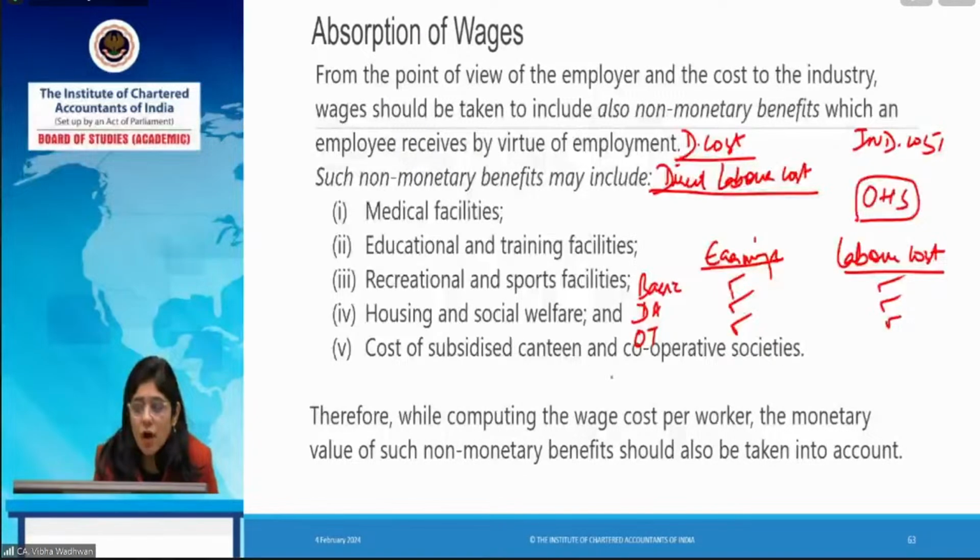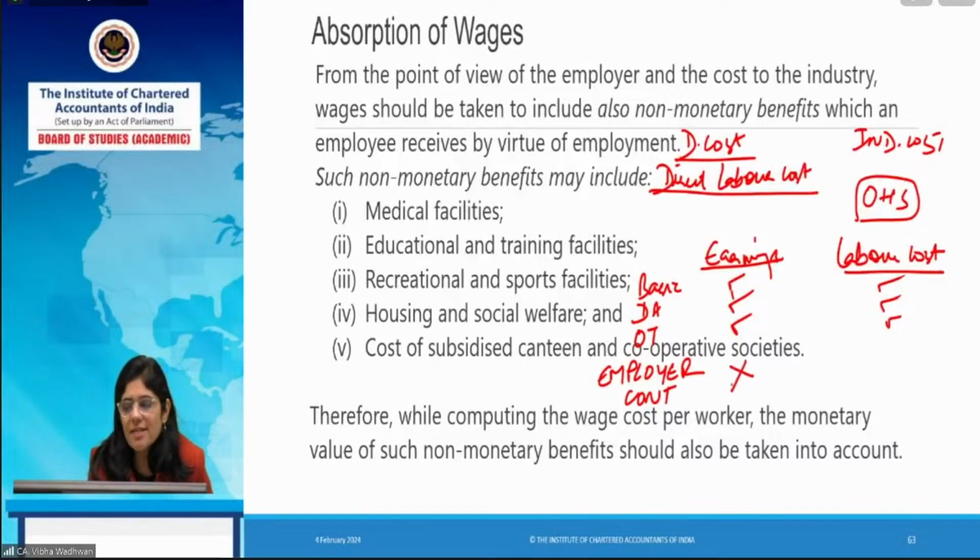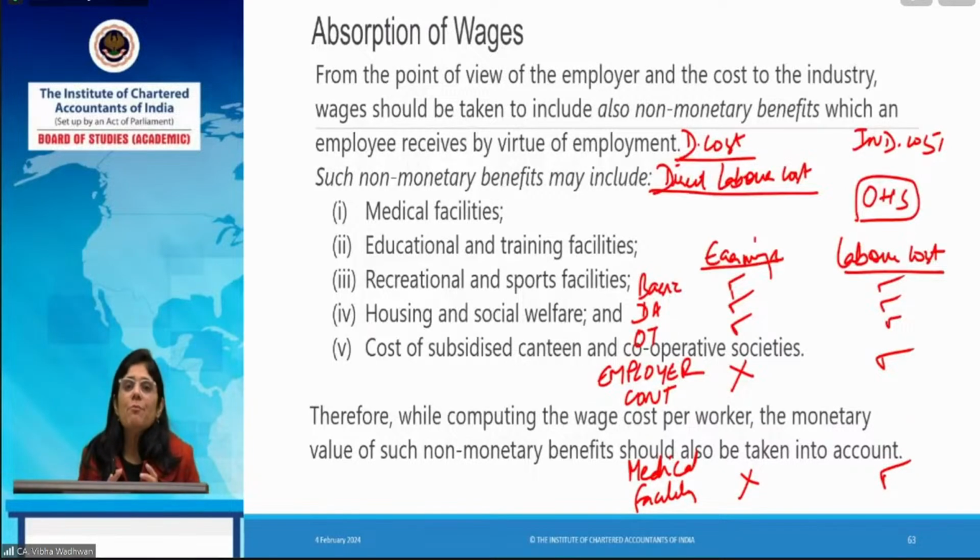Now I'm talking about employer contribution. Employer contribution is not a part of earnings, but it is labor cost. Clear? I'm providing medical facility to an employee. It's not given in cash, but it is a cost to the employer. So the labor cost is much, much more than the earnings which the employee is taking away home. You're getting the point? So here the question is the labor cost, not the earnings.